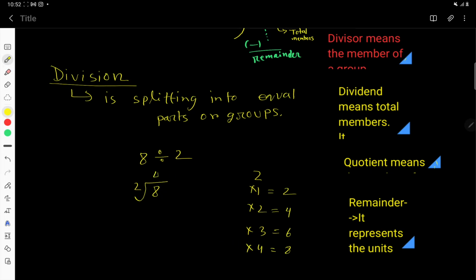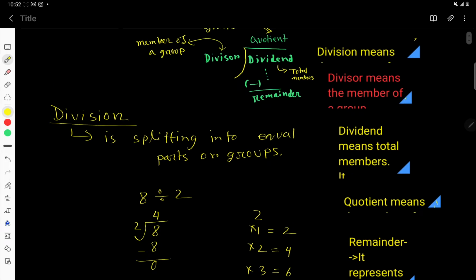So write 4 here and then multiply these two numbers. 4 times 2, 8. Now you have to subtract. So you are getting 0. So look, division means the process of making groups. So here this 4 is the quotient, that is, you can make 4 groups and each group will have 2 members and in total you have 8 members.